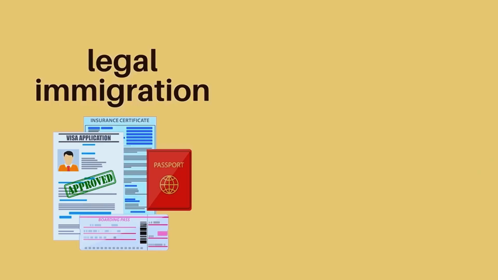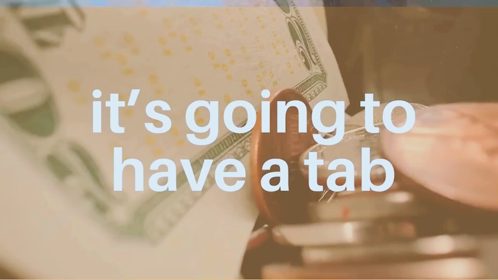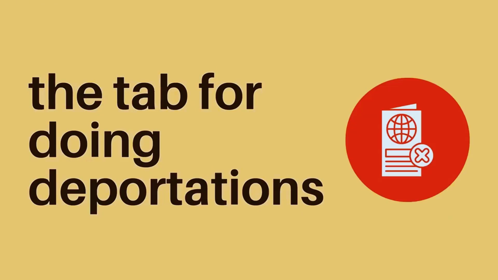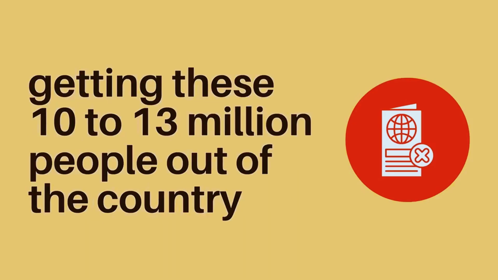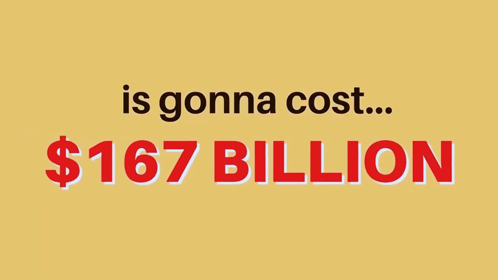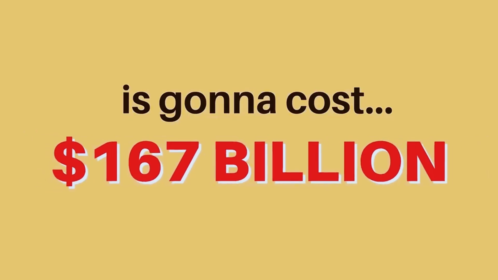So there's an issue in America about immigration, legal immigration, illegal immigration, and I'm not going to get into the politics of it. This is the math of immigration and how immigration affects our money and the things that we're doing. So first and foremost, it's going to have a tab, and this is a big number. The tab for doing deportations and this immigration change and getting these 10 to 13 million people out of the country has got a cost of $167 billion. Now, that cost is the cost of rounding them up, deporting them, legal actions, et cetera, and getting them out. That's just the first number, $167 billion.